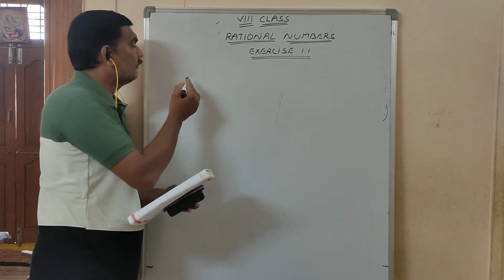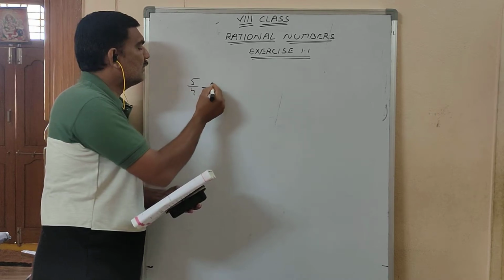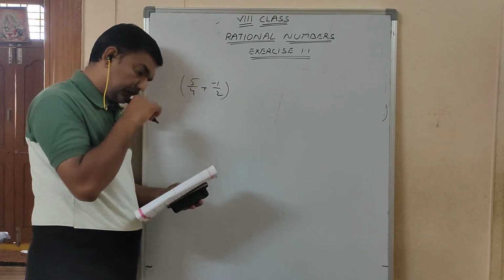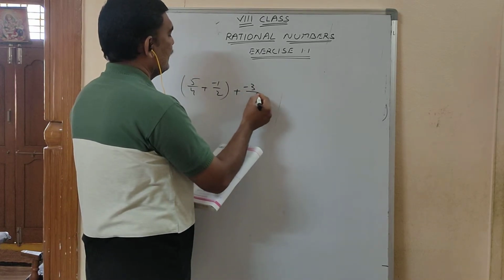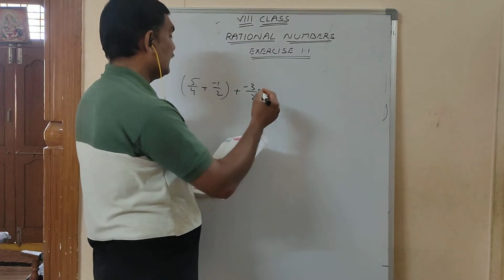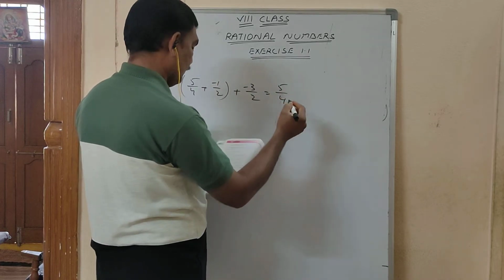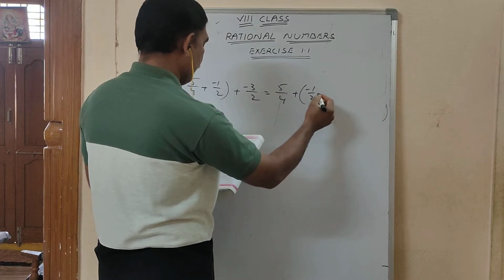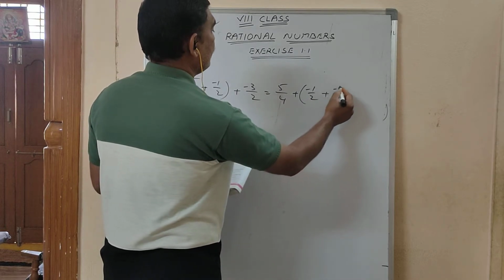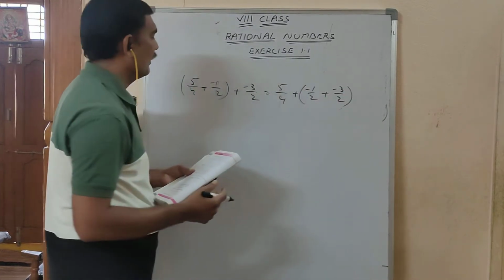5 by 4 plus (minus 1 by 2) plus (minus 3 by 2) is equal to 5 by 4 plus (minus 1 by 2) plus (minus 3 by 2). It is the question.